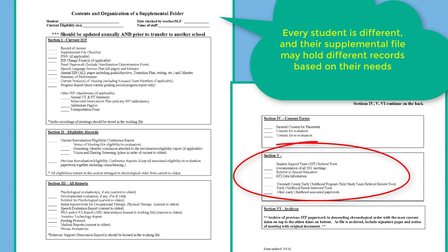Section 5 will contain SST documents, the referral to special education, and all RTI data. Any early childhood program intake documents will be here as well. The Archives section is for previous IEPs in descending chronological order.